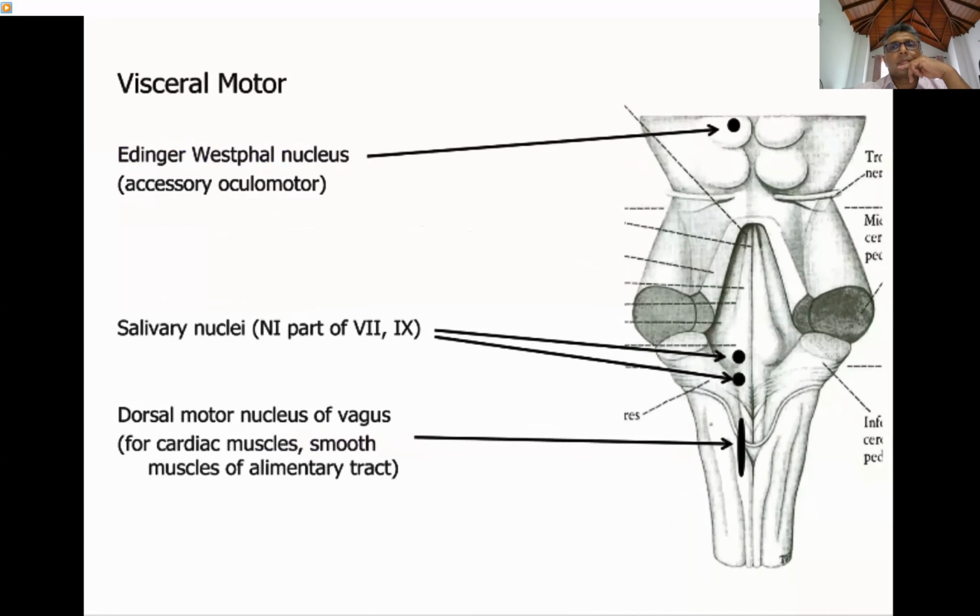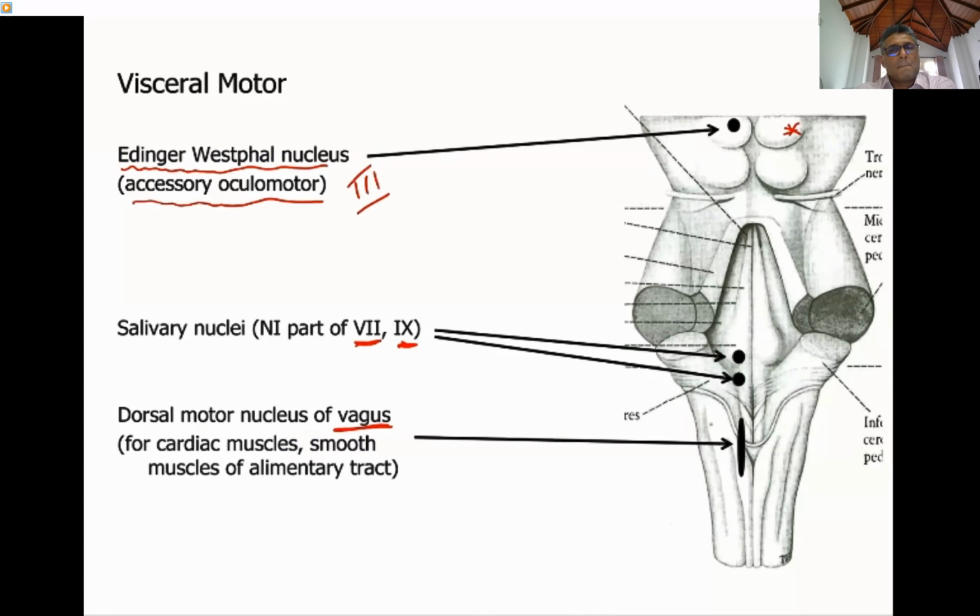Visceral motor component or the parasympathetic component is found in the oculomotor nerve, facial nerve, glossopharyngeal nerve, and the vagus nerve. The parasympathetic nucleus of the oculomotor nerve is called Edinger-Westphal nucleus or the accessory oculomotor nucleus, which is also found at the superior colliculus level of the midbrain.